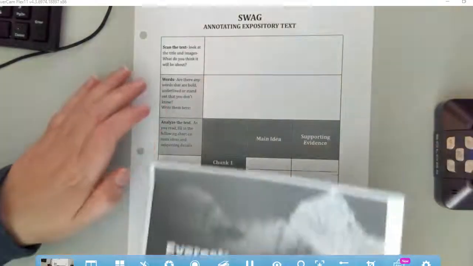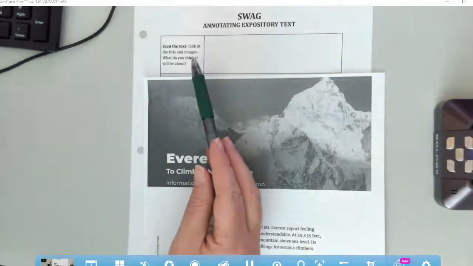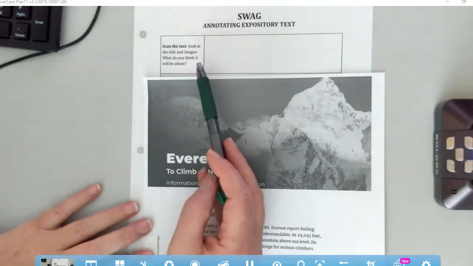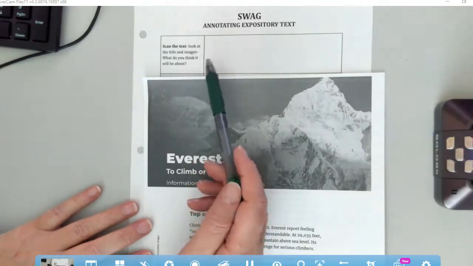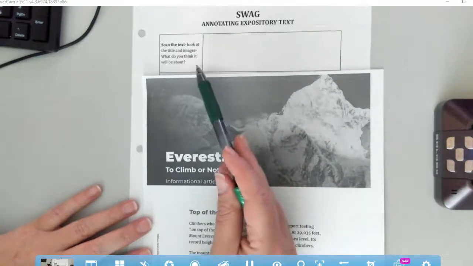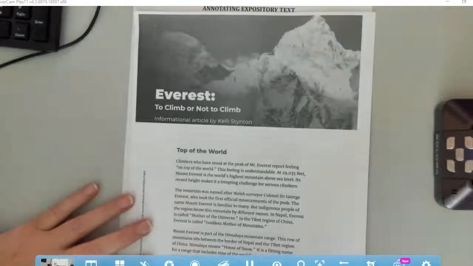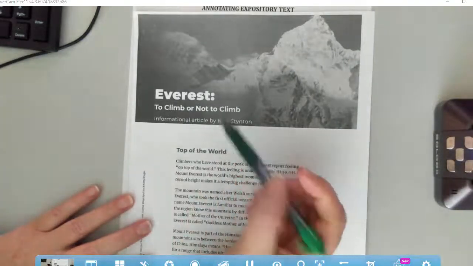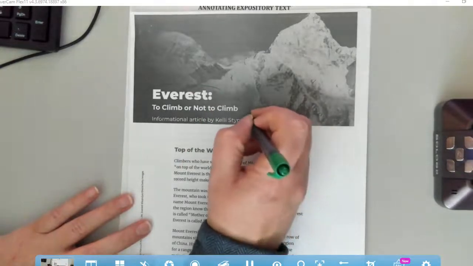So the very first thing that we're going to do in SWAG is we're going to scan the text. This is an expository technique that you've talked about in your reading class before, maybe a little, maybe a lot, but we're going to go over it again just today. So you're going to scan the text and look at the title and images, and what do you think it'll be about? So as I'm looking, I look at the title, Everest, To Climb or Not to Climb.